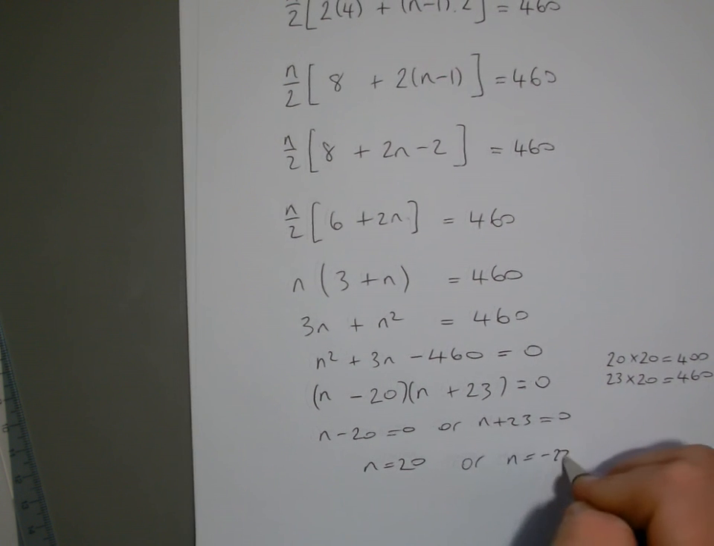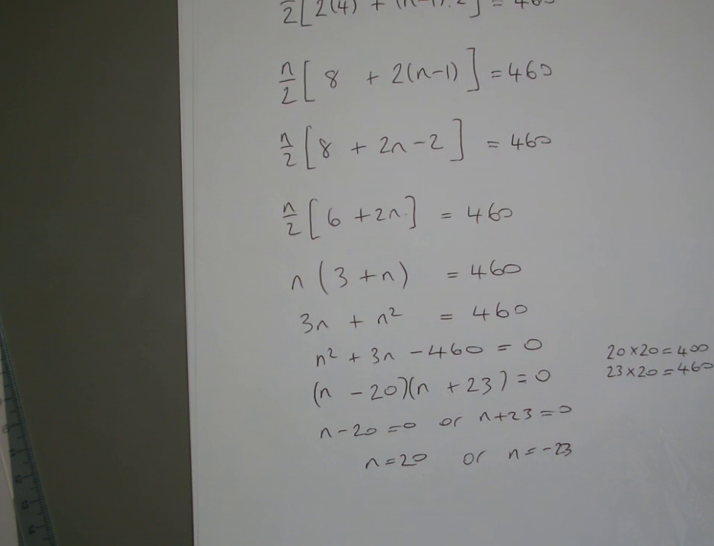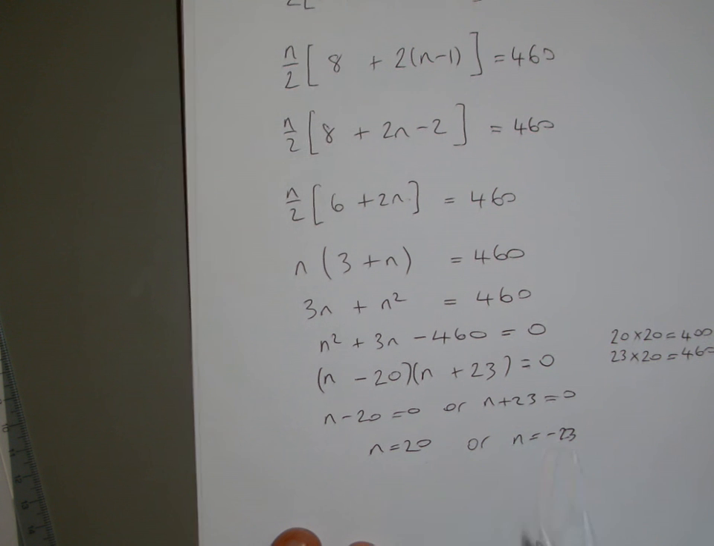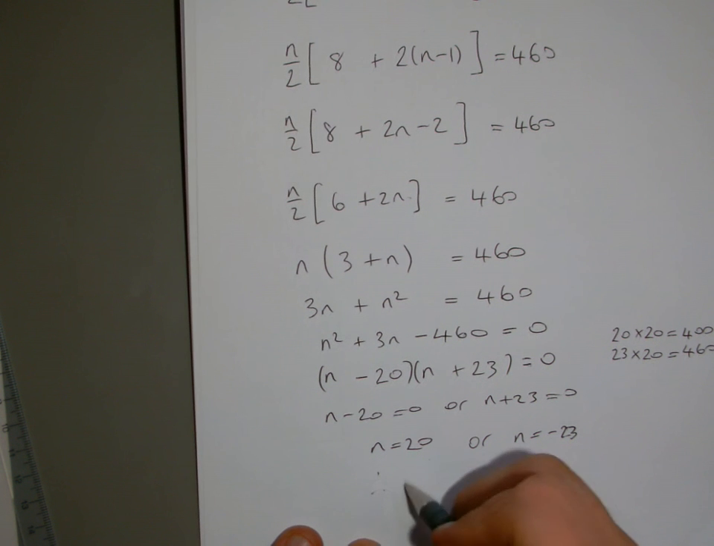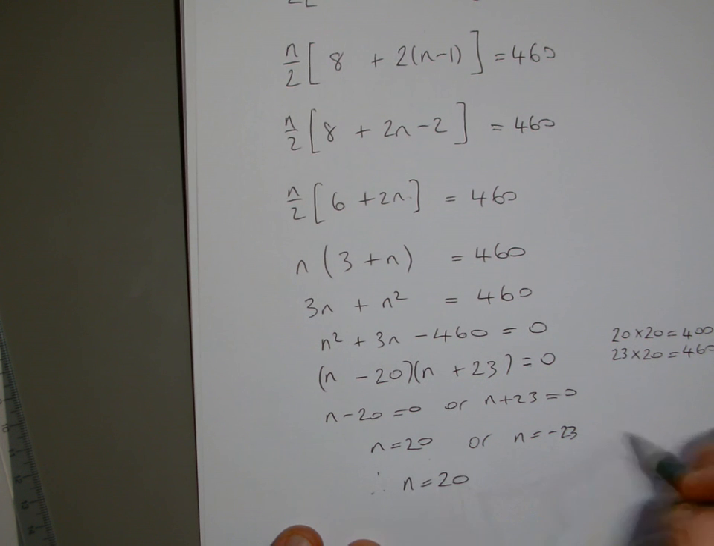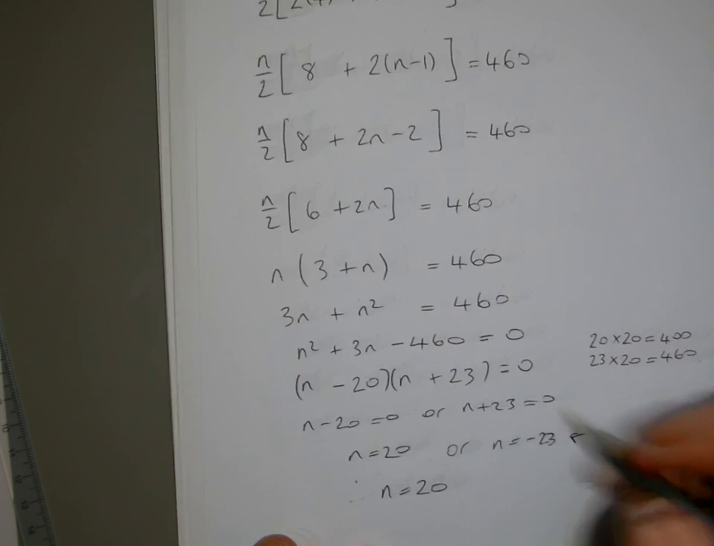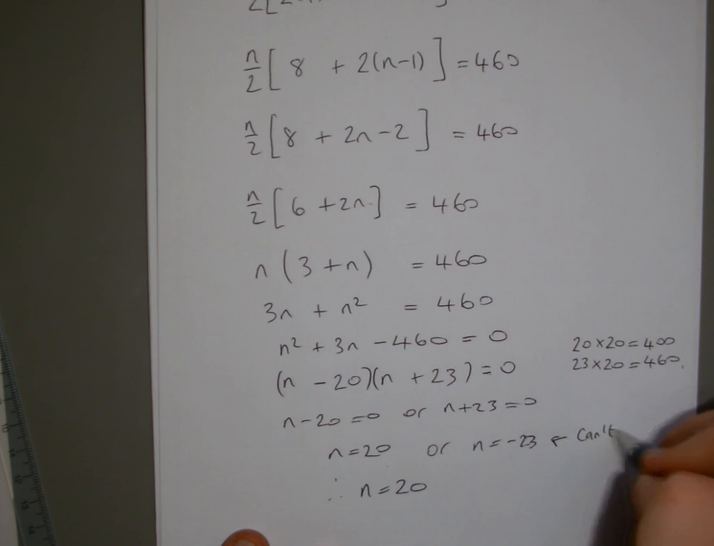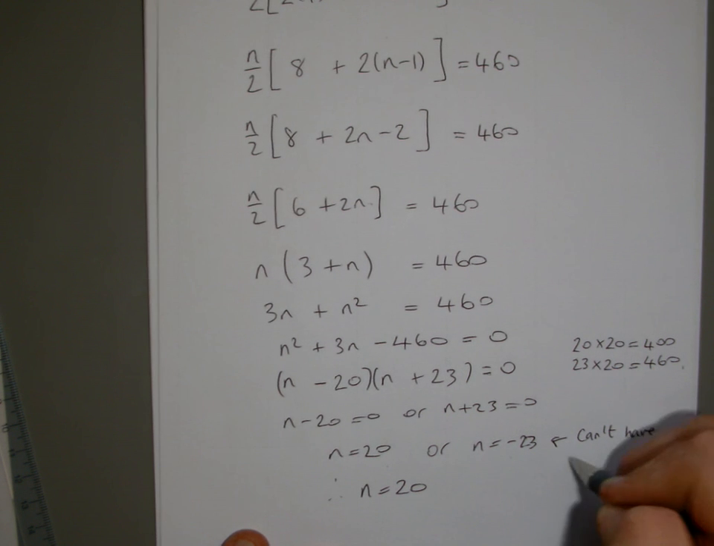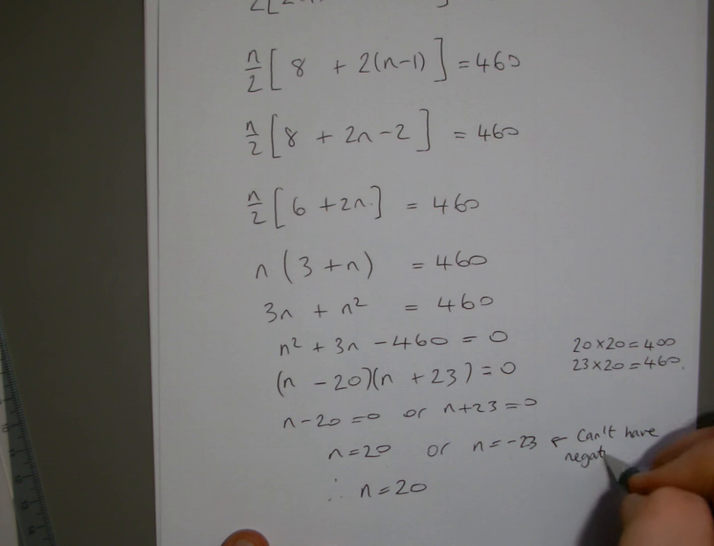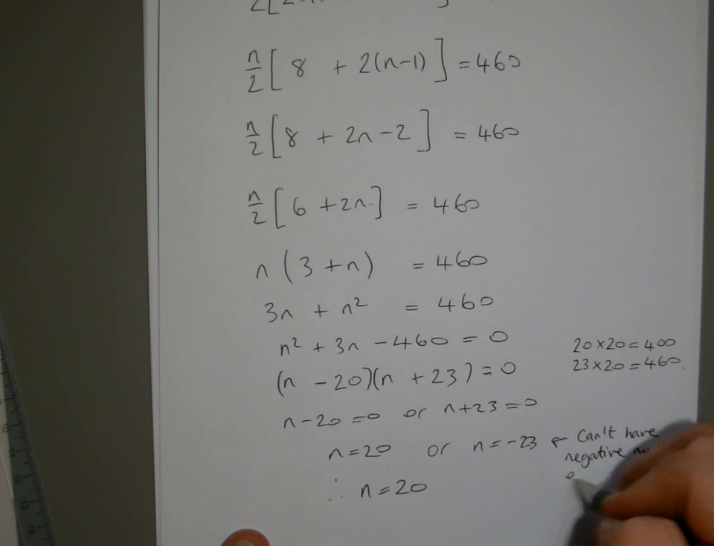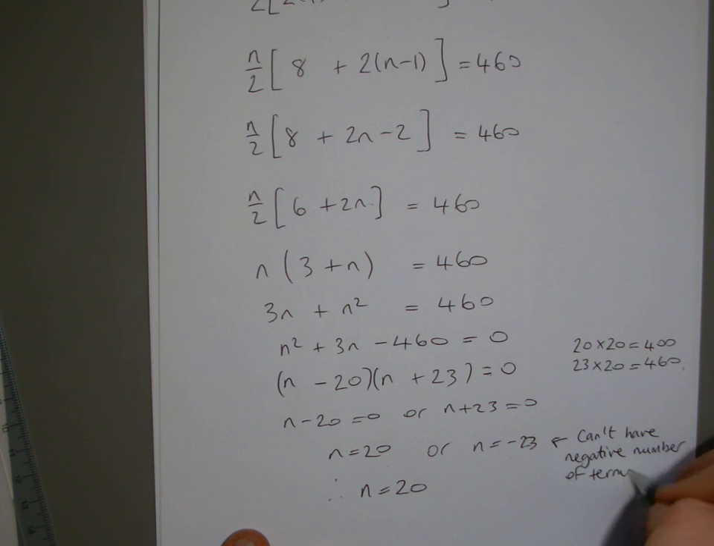So we do get 2 answers, as you'd expect from a quadratic. However, only one answer is going to apply, yeah? And if you think about it, you can't have negative terms, yeah? So you just say, therefore, n equals 20. And you should really make a note here, just say, can't have negative number of terms. So we do have one answer supplied here.